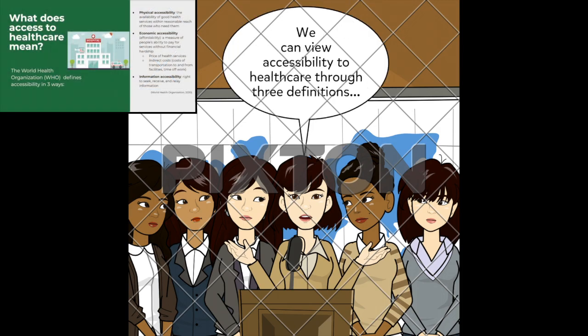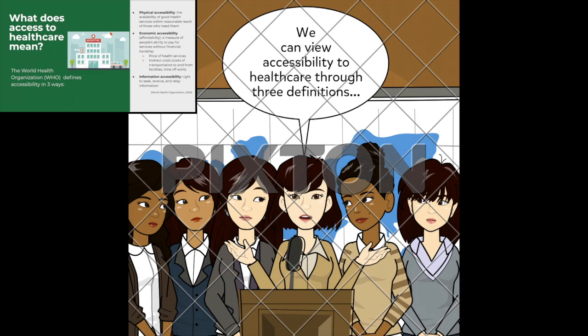What does access to healthcare mean? We can view accessibility to healthcare through three definitions. The first definition looks at physical accessibility, which is the availability of clinics, hospitals, and other care centers within reasonable reach and distance of those who need it.